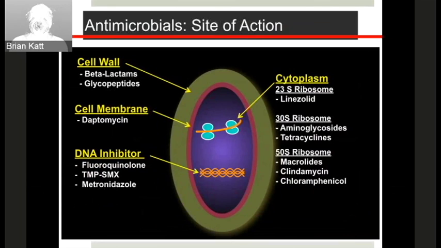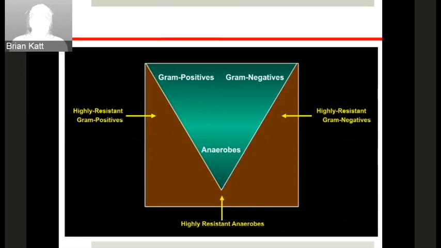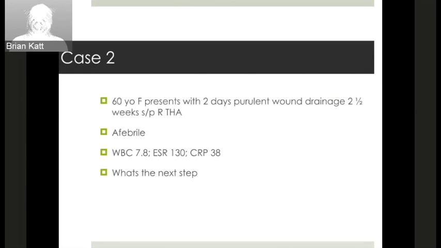And then, depending on the antibiotic that you utilize, this is where these medications work on the organism. So this is a nice box that I keep mentally in my head. You have gram positives, you have gram negatives, you have anaerobes. These are all the organisms that you want to cover. And then you have some special ones: highly resistant gram positives, highly resistant anaerobes, and highly resistant gram negatives. You'll see how this slide works in a couple of minutes.